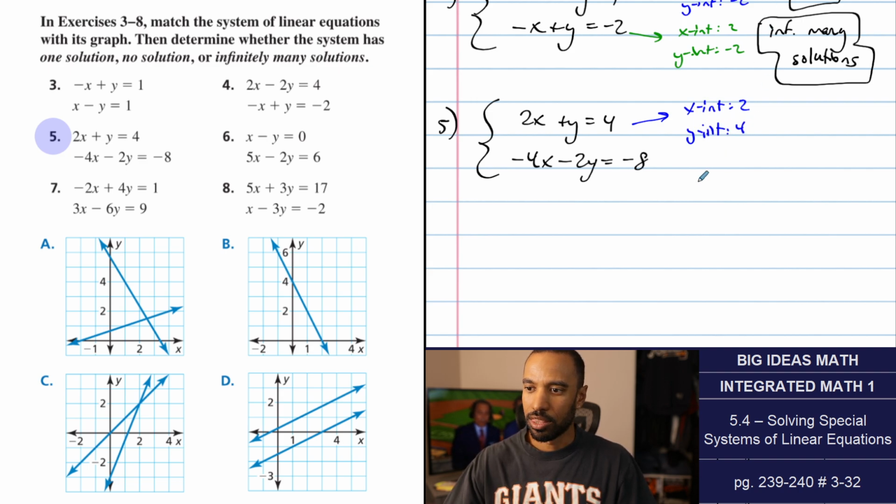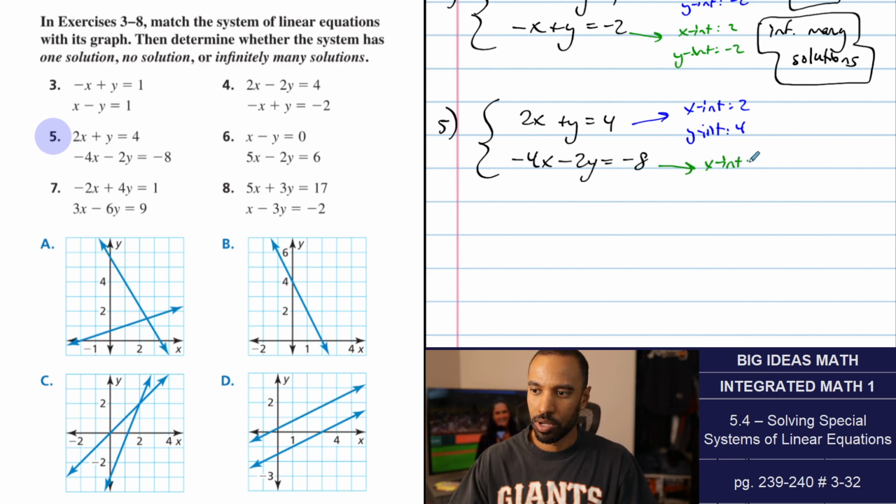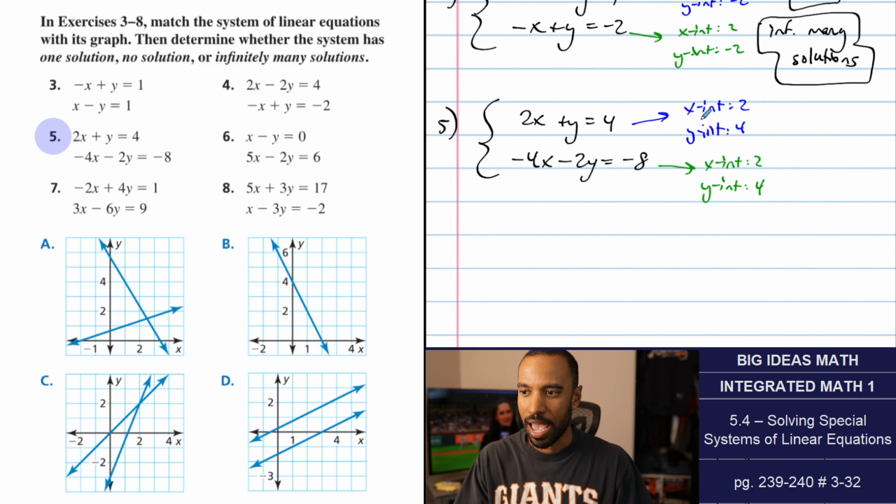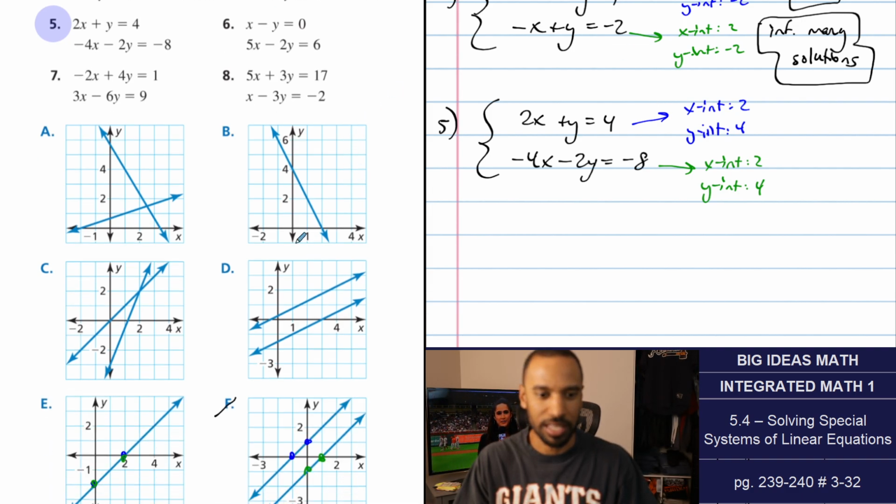And on this one in green, if I divide by negative 4 here, I get an x-intercept of 2. It looks like here I get a y-intercept of 4 when I divide by negative 2 here. So same line once again, but x-intercept 2, y-intercept of 4. Looks like it's not D. Looks like it's B right here. Boom. Y-intercept 4, x-intercept 2.